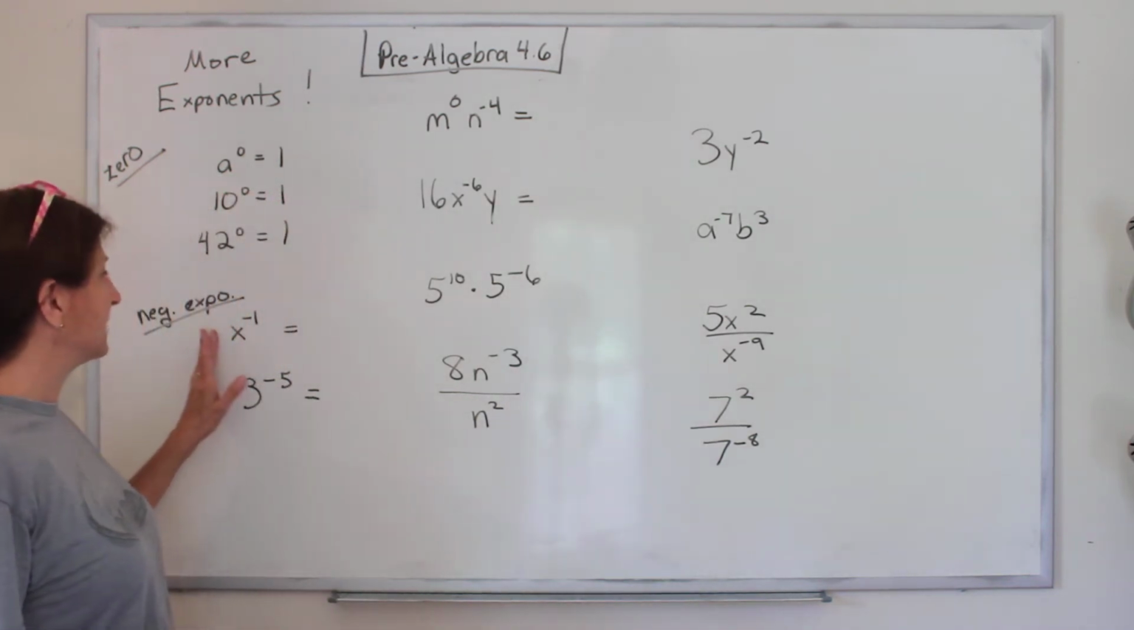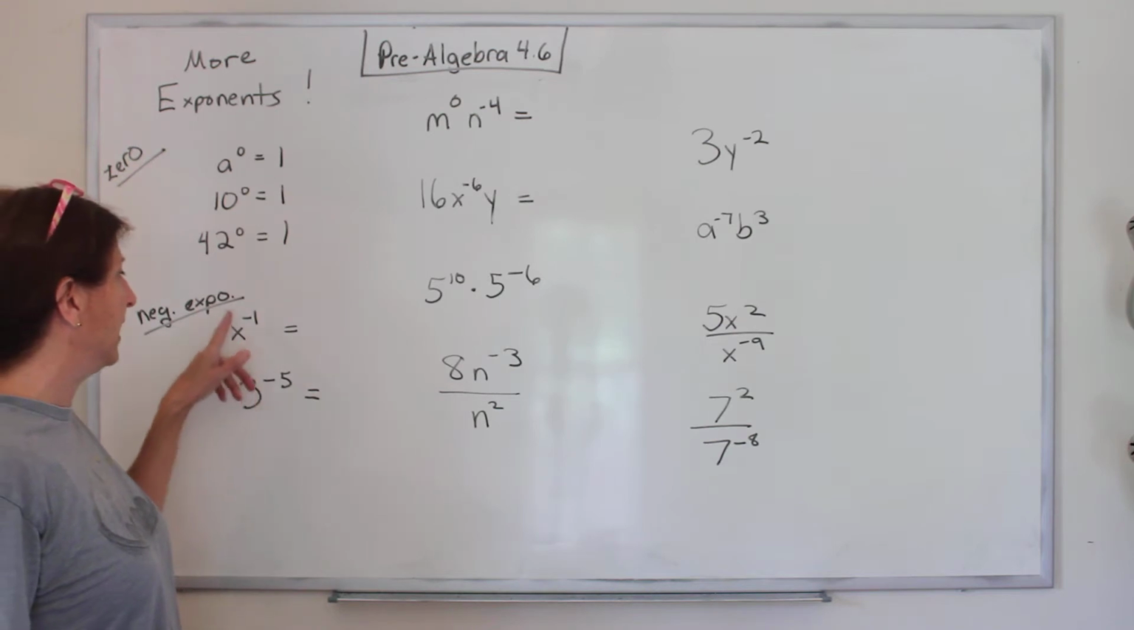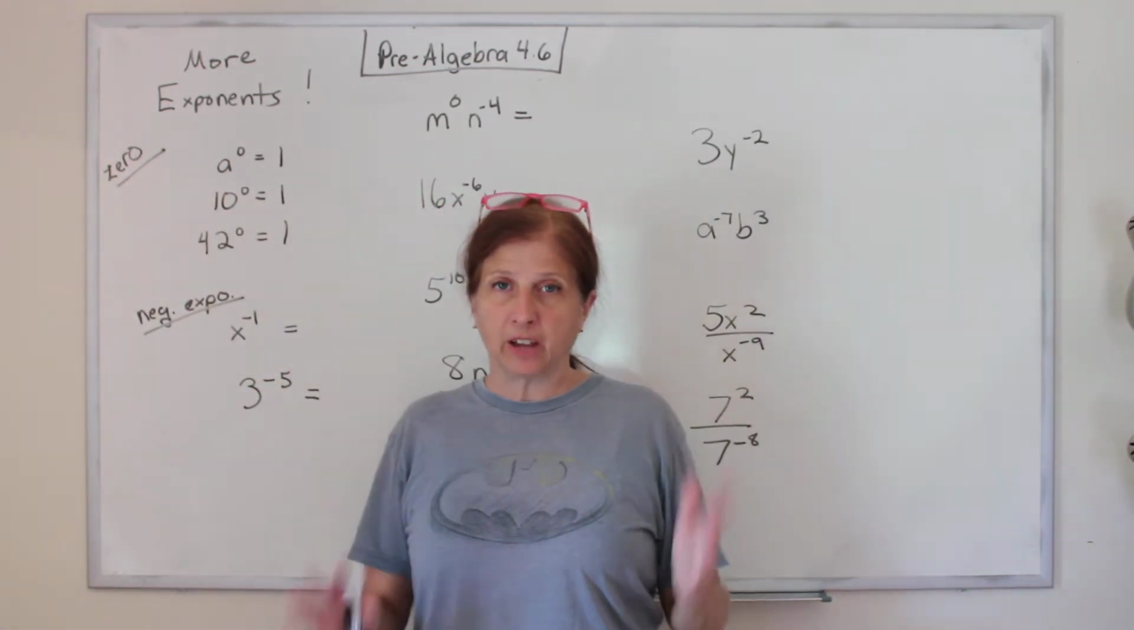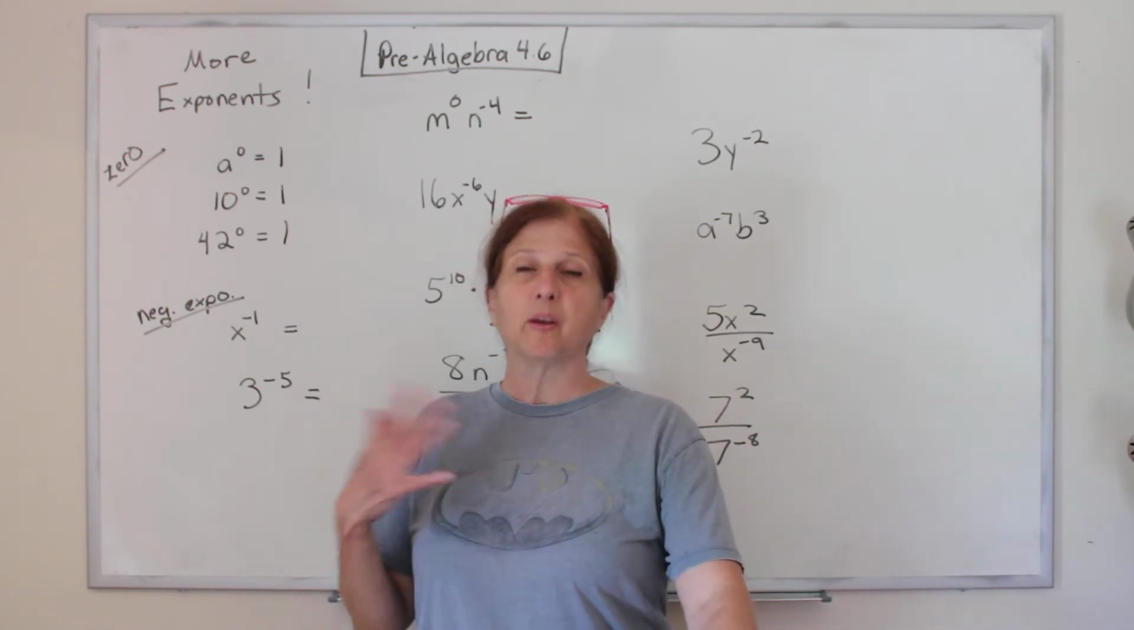Alright, so what about if it's a negative exponent? Like right here we have x to the negative 1. What you need to do is think about the video game Portal. If you haven't played it, let me explain it to you.